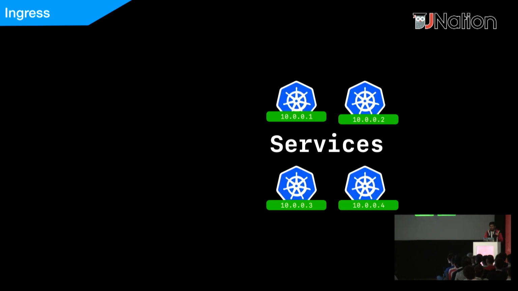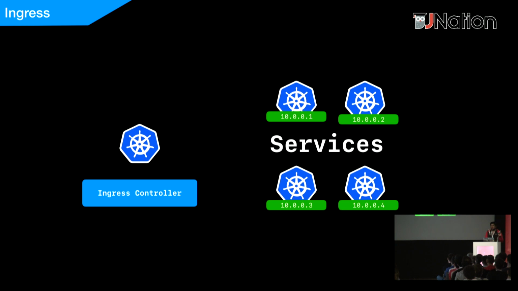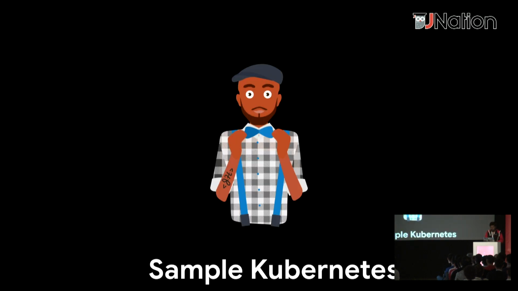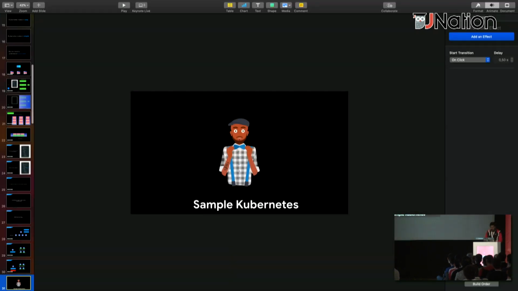In Ingress, it has multiple different IPs. You have a controller IP with which you can connect, but it doesn't have an external IP, which means you don't have some external IP through which you can connect to your system. You have to go through this ingress controller. So that's the main difference. Let's go ahead and see the sample Kubernetes stuff.